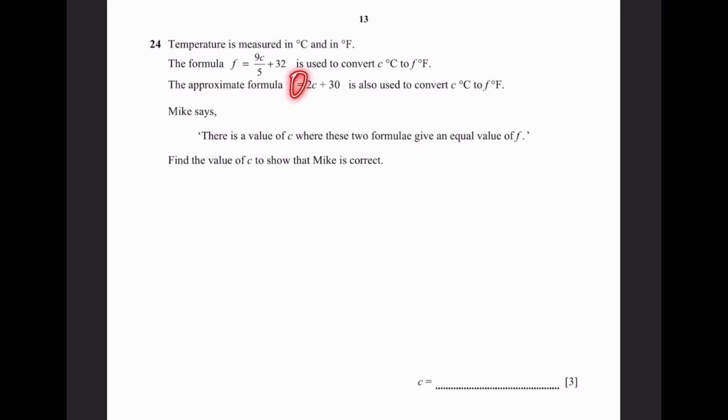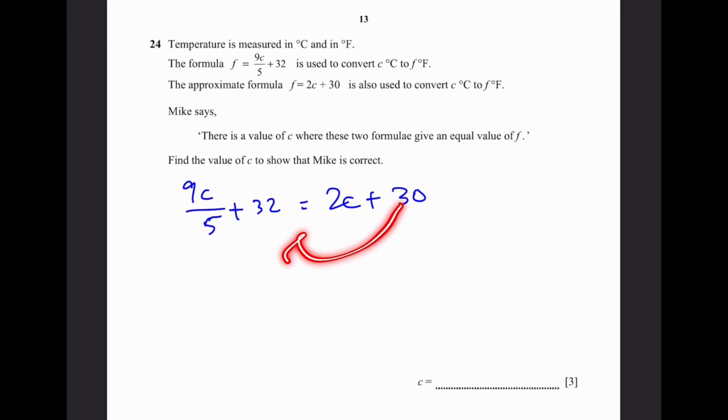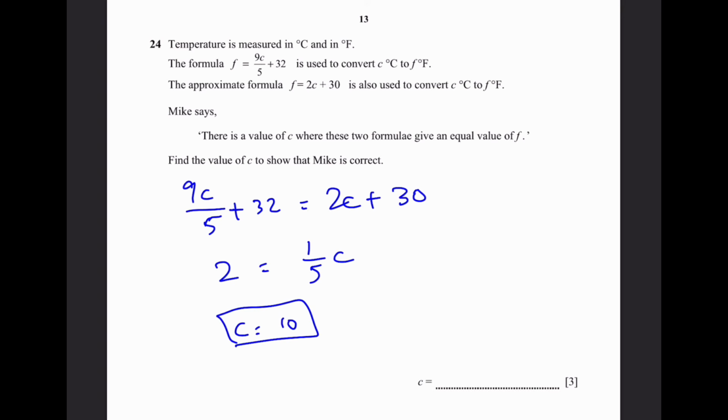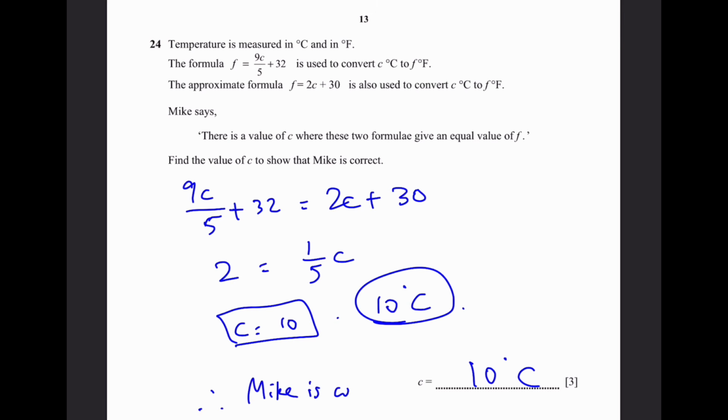Well, we can just substitute both of these formulas since F is the same term here. So we can equate 9C by 5 plus 32 and 2C plus 30. I can bring the 30 to the other side and 9C by 5 to this side. So we get 2 is equal to 1 by 5C, and that means C is equal to 10. So it's just 10 degrees Celsius, and that'll be our answer. Of course, we have to write, therefore, Mike is correct. Let's go to question 25.